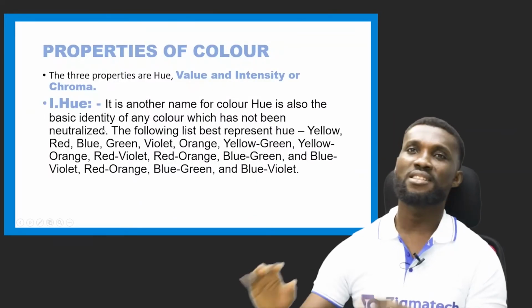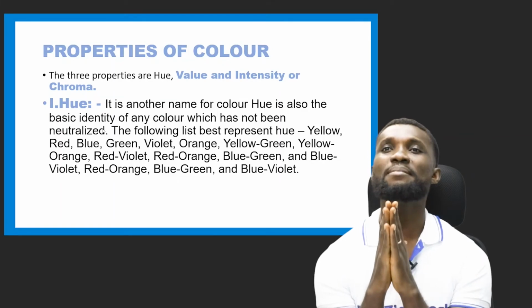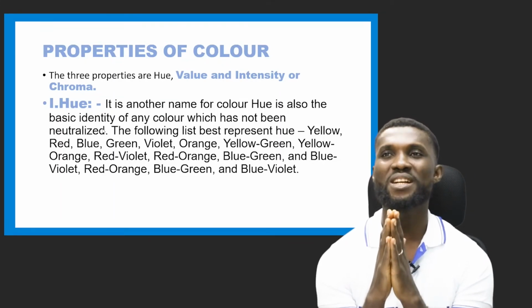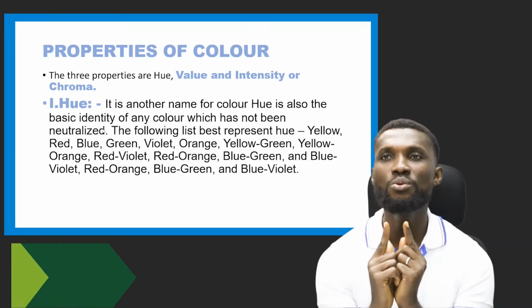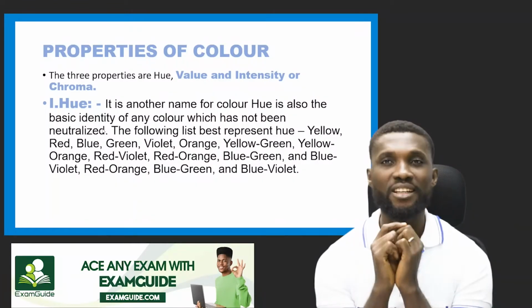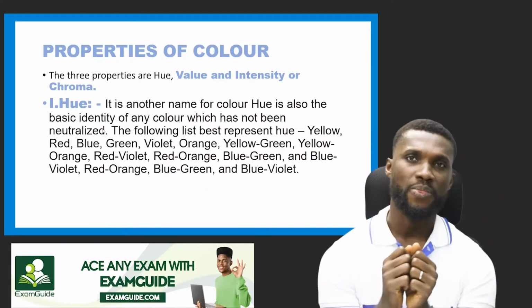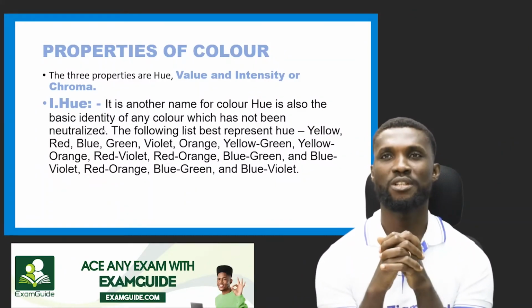Okay, now let's look at the properties of color. There are three major properties of colors. The first one is hue, the second one is intensity, and the third one is what? Chroma. Hue, intensity, and chroma are the three major properties of color. Now let's take them one after the other. Now the hue, let's pick the hue.